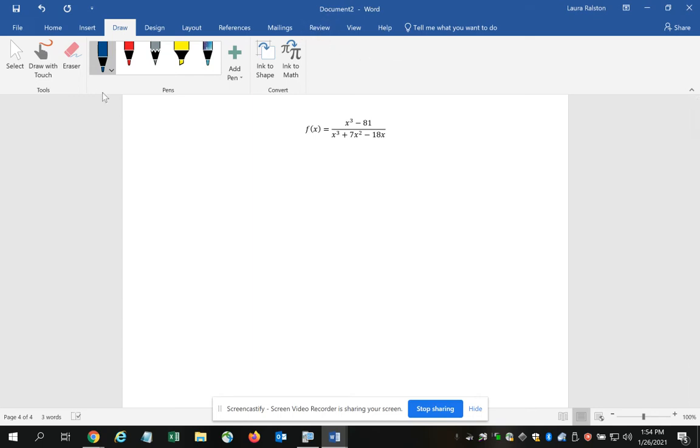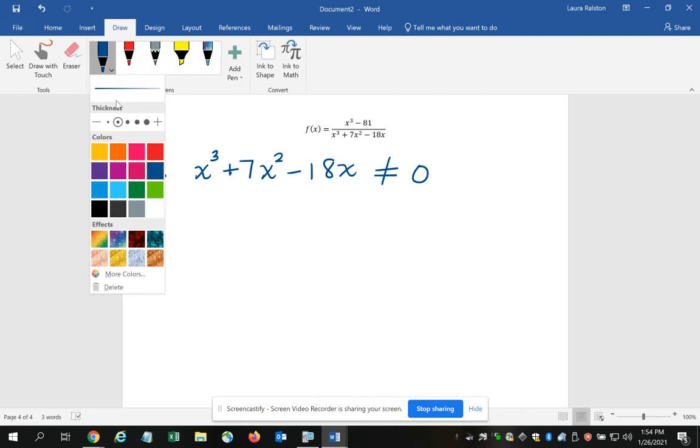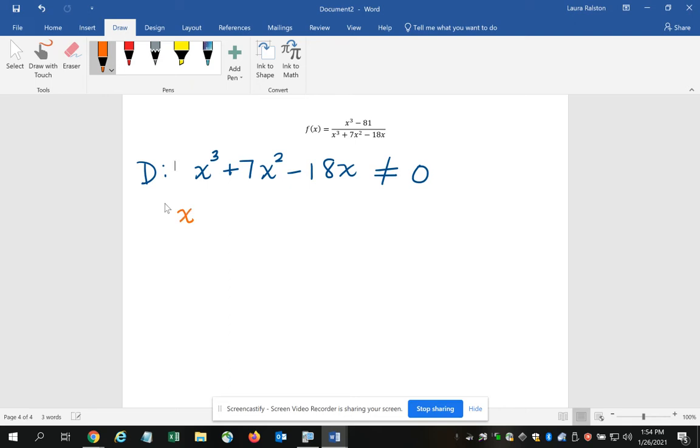Okay, so our domain: we have to make sure that x cubed plus 7x squared minus 18x does not equal 0, because you cannot divide by 0. Because I have an exponent of 3, my first thought is, let me see if I can factor this. I notice that I have a common factor of x. So I have x times x squared plus 7x minus 18, and that cannot be 0.